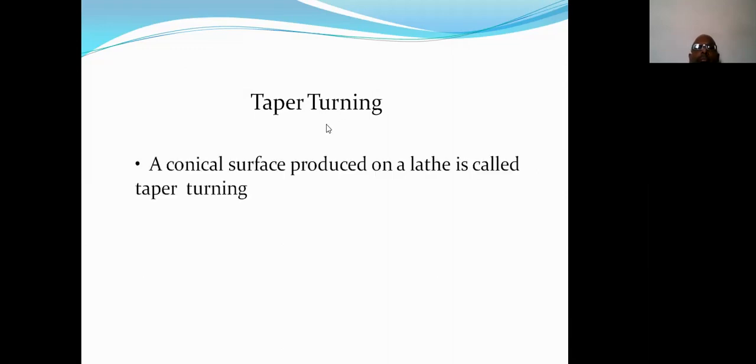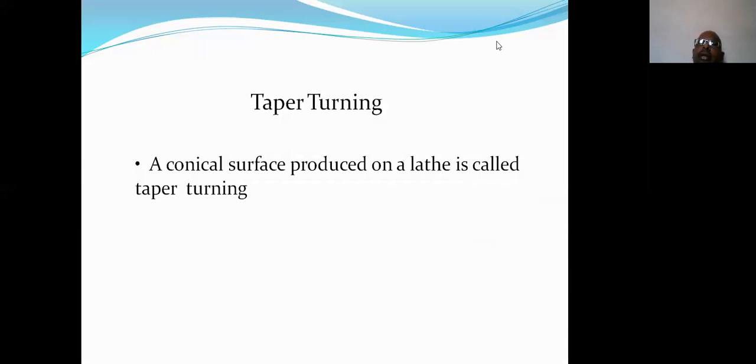So a conical surface produced on the lathe is called taper turning. That means the diameter changes uniformly along the axis of the job, so that the cylindrical surface is converted into conical shape. The cutting tool moves with some degree of inclination with that particular job, so that the cylindrical job is converted into conical shape.